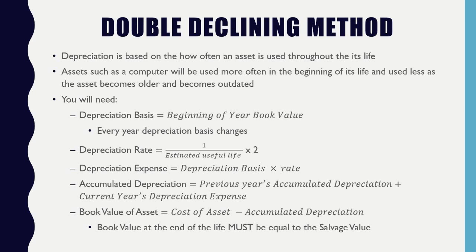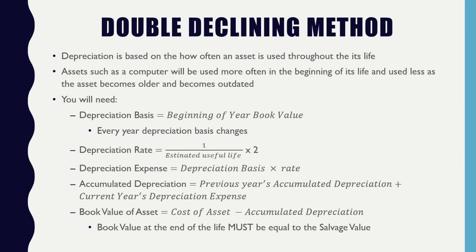And then your depreciation rate is going to be 1 divided by the number of estimated useful life, times 2. Because why? You are declining it twice as fast. So like a regular number 1, you're dividing it by the number of useful life, and you're multiplying it by 2. Depreciation expense is going to be basis times rate.